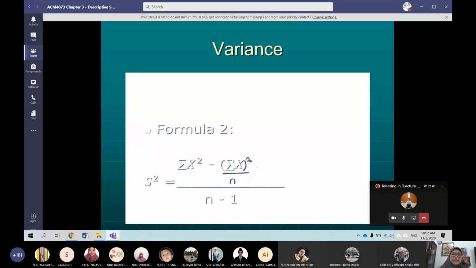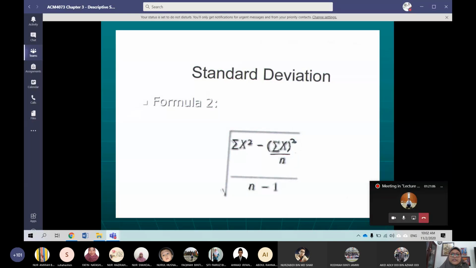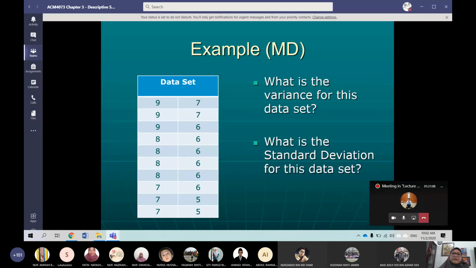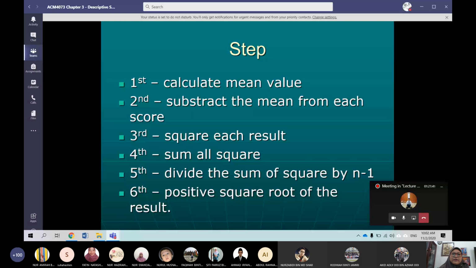The variance. Okay, the variance, and then standard deviation. This is an example. So I'm trying to bring you along with me for the calculation. What is the variance for this data set? You have certain numbers. Let me count. 1, 2, 1, 2, 3, 4, 5, 6, 7, 8, 9, 10. 10 times 2 is 20. So you have 20 numbers. What is the standard deviation for this data set?